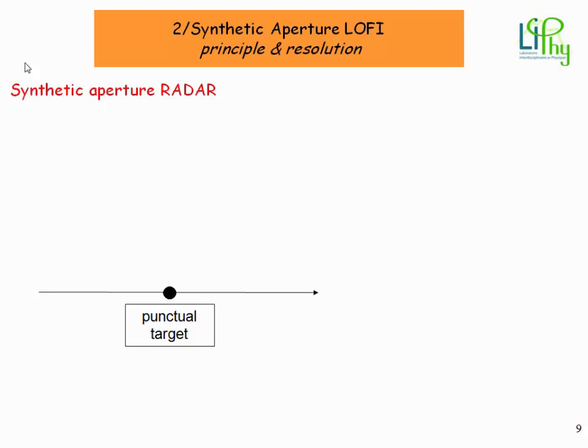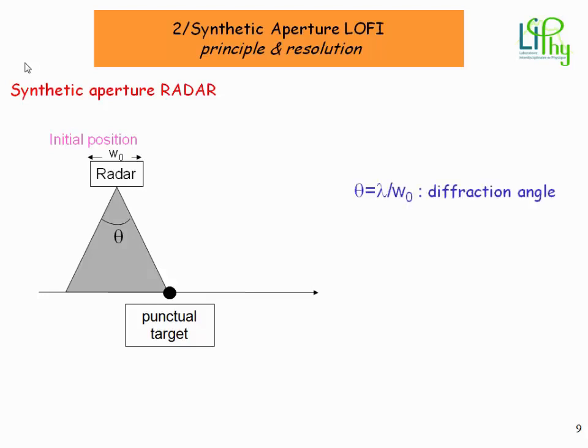And now the second part of this talk, I would like to explain you the synthetic aperture LOFI. Firstly, I would like to explain you the principle of the synthetic aperture method, which is principally used in the radar domain. And when looking at the punctual target, the synthetic aperture radar can be simply explained in the following manner. So when looking at the punctual target, we can define the radar initial position as the position where the punctual target enters into the diffraction spot and then becomes to be observed. The diffraction spot is characterized by its diffraction angle.